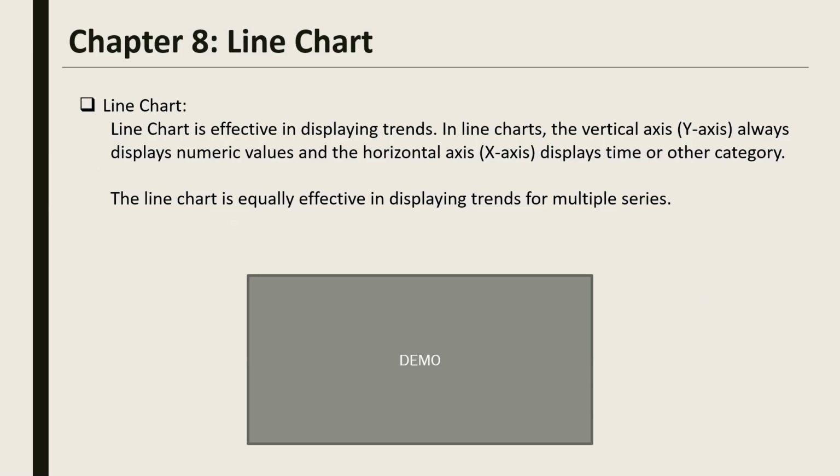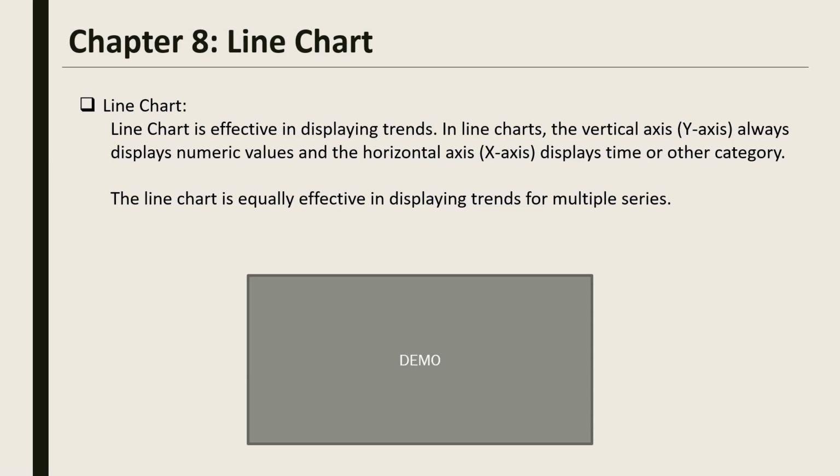Hello friends, welcome again. In this lecture, we will discuss about the line chart. Line charts are very effective in displaying the trends. In line chart, the vertical axis always shows the numerical values, and horizontal axis, that is x-axis, displays the time value. For example, if you want to see the stock price of a company for last 12 months, the line chart is the best way of displaying this data.